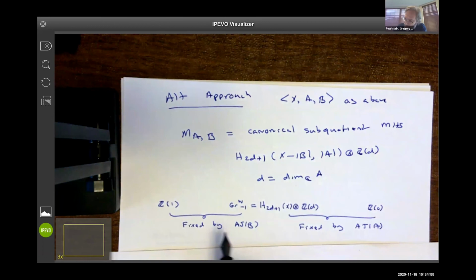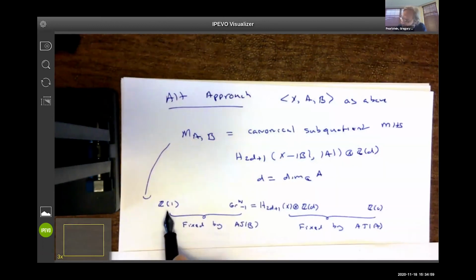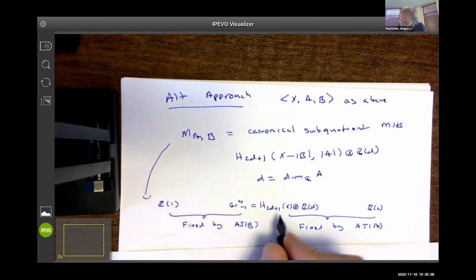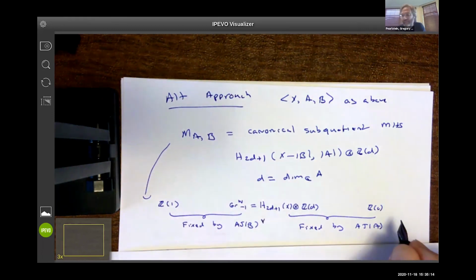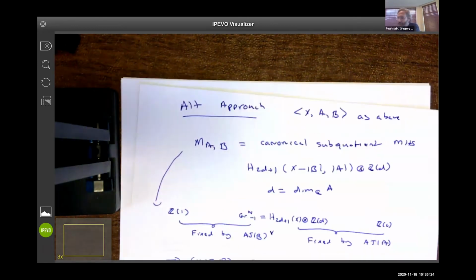All right, so this M_AB has weight graded quotients Z(1), Z(0), and in the middle we just have the cohomology of X. This extension class here is fixed by the Abel-Jacobi image of B, or if you're being really fancy, the dual of the Abel-Jacobi image of B. And this part here is being fixed by the Abel-Jacobi image of A. Okay, so I need to move this up.